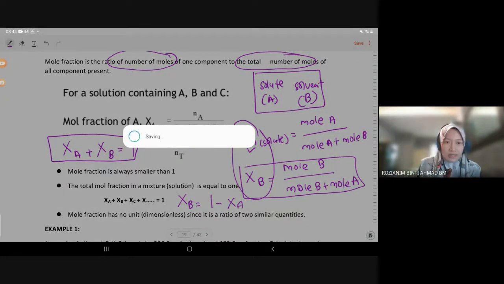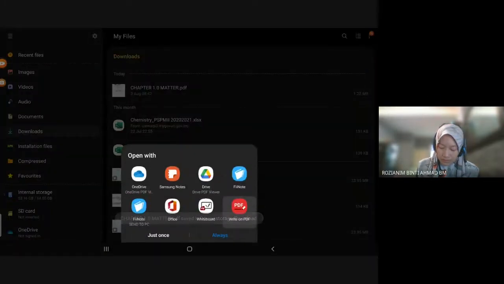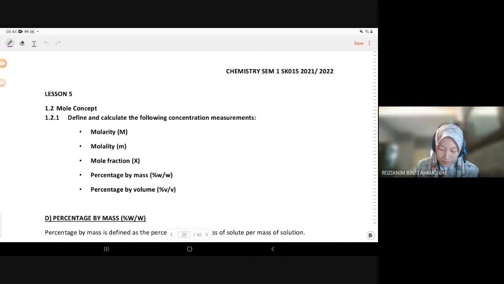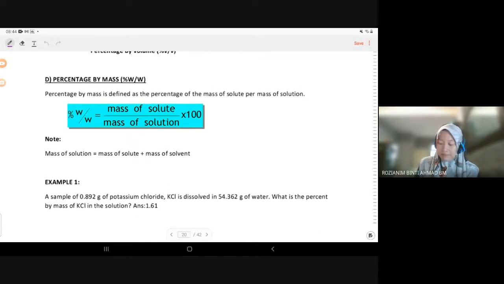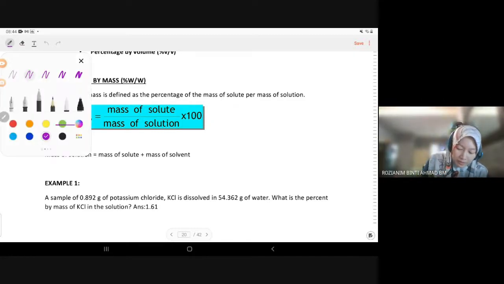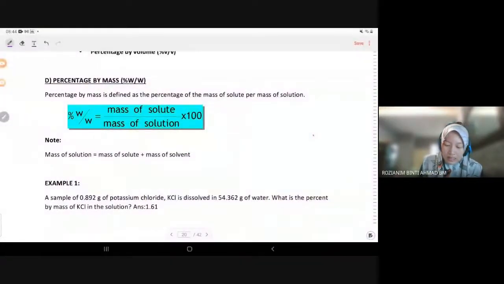Okay, next. Okay, kita belajar 3 measurement. Sekarang ni kita belajar lagi 2. Okay. This part. Tengok muka surat 20. Hari ni belajar konsep je. Okay. So, according to the Ford data, okay, kita nak belajar tentang percentage by mass.